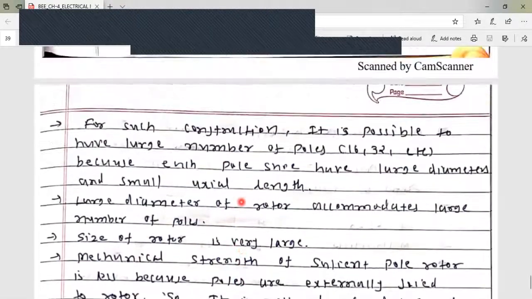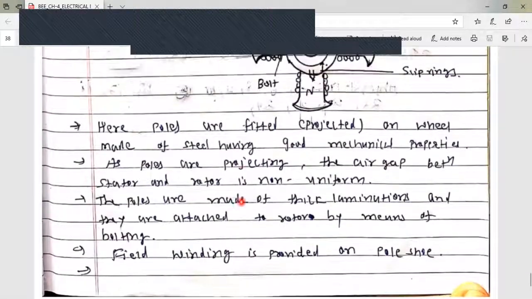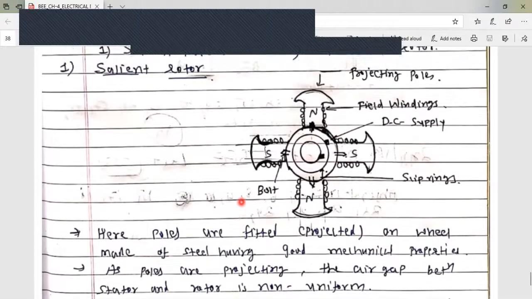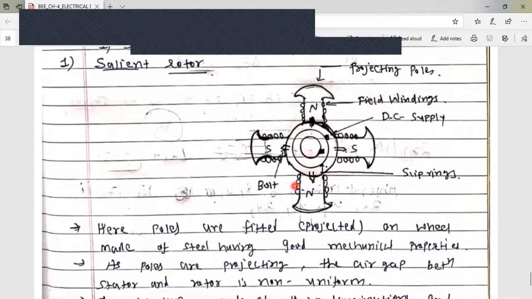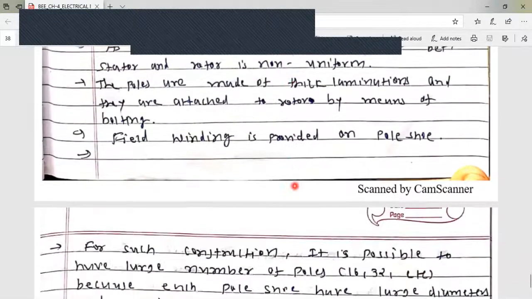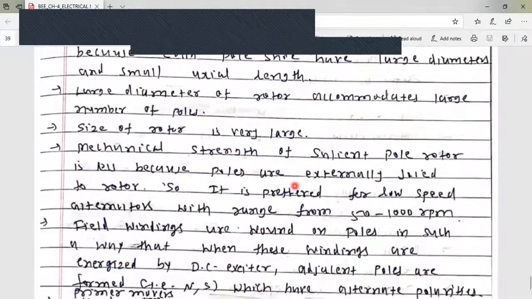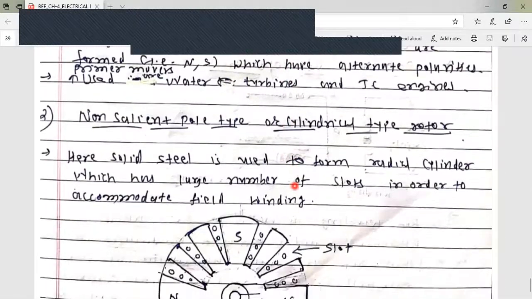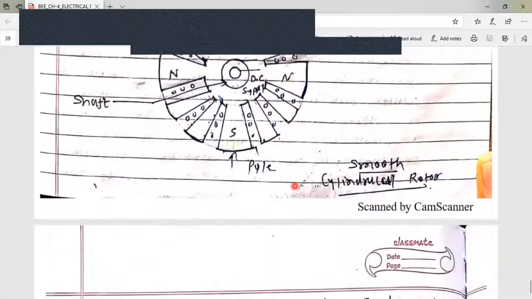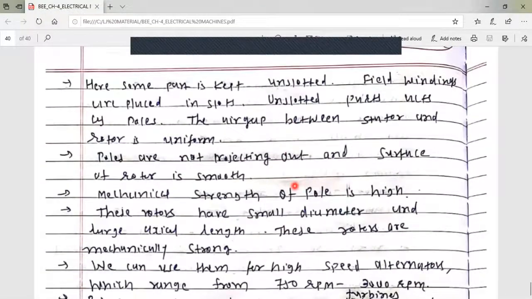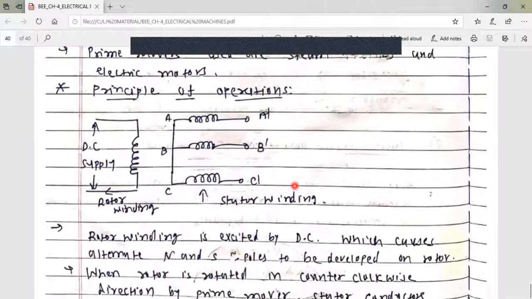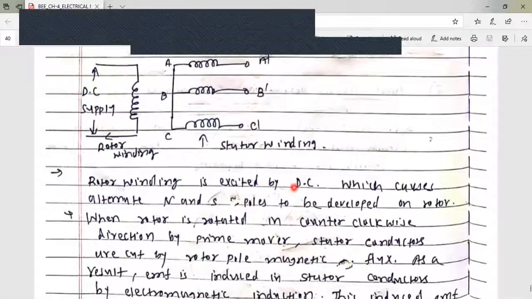Same as in the case of salient pole rotor, the DC supply is connected to the rotor windings. So when we apply DC voltage to the rotor windings, then alternating poles are produced here. The rotor winding is excited by DC, which causes alternate N and S poles to be developed on the rotor.